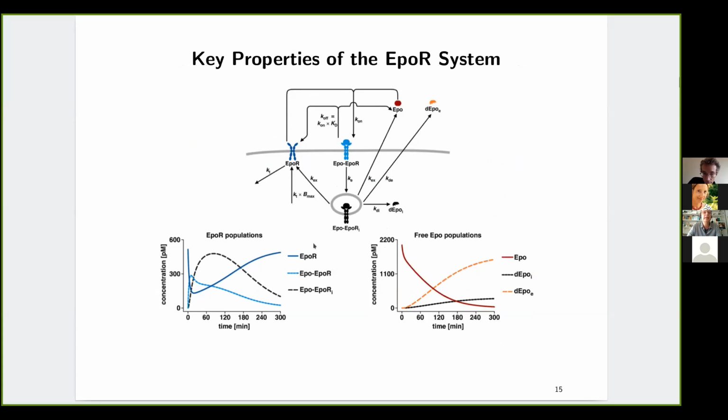Here on the left-hand side, you see the time dependence for the populations where the Epo receptor is involved, meaning this component and this component. And here you have the Epo populations, meaning this one and this one. First looking at the Epo receptor population, we have this component here, which was not measured at all. What we see is that after stimulation it goes down pretty rapidly, but then recovers also pretty fast. So there is not really something like a refractory period.